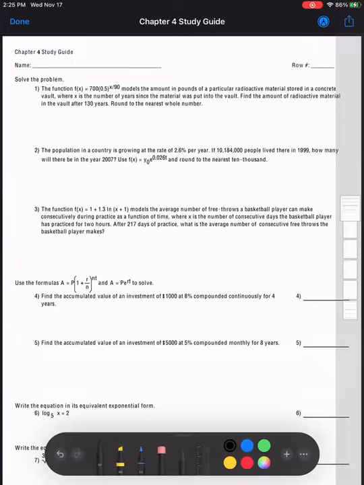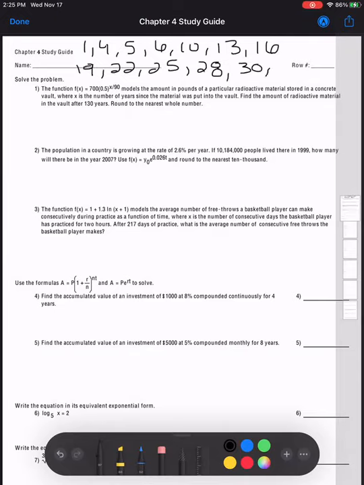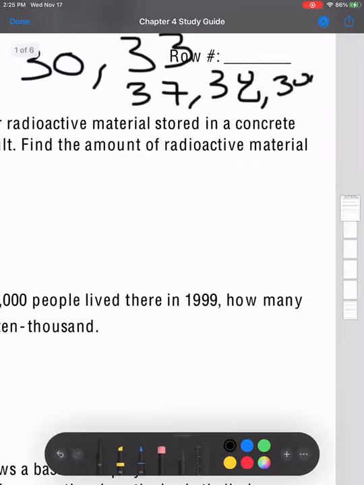Okay, so we're going to go ahead and do the test 5 study guide. So the problems that Professor Karen told me to do for you guys are 1, 4, 5, 6, 10, 13, 16, 19, 22, 25, 28, 30, 33, and 37, 38, and 39.